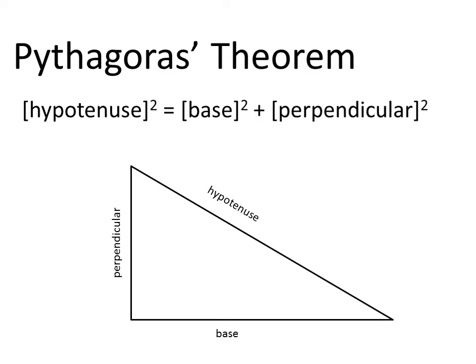In the right angle triangle, one angle is exactly 90 degrees and the other two angles are acute angles. The triangle that you can see on your screen is a right angle triangle. The side opposite to the right angle is called the hypotenuse, the side that adjoins the right angle is called the base, and the third side is called the perpendicular.